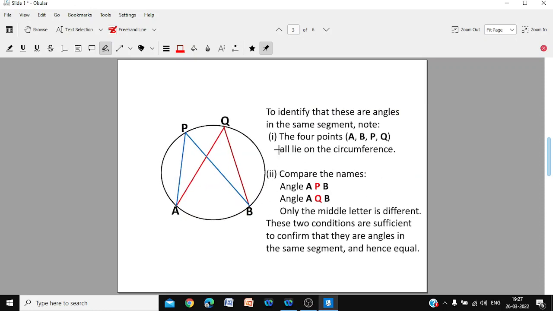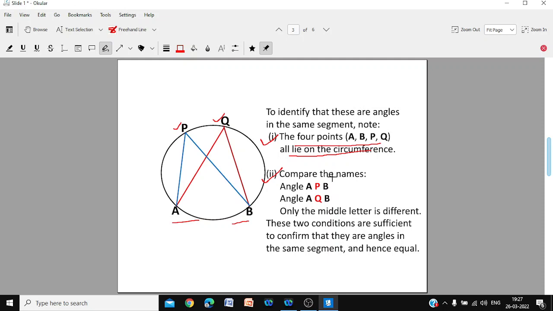To identify, we have a two-step test. The test is in two steps. First, see that the points A, B, P and Q are on the circumference. All the 4 points A, B, P, Q should lie on the circumference of the circle.